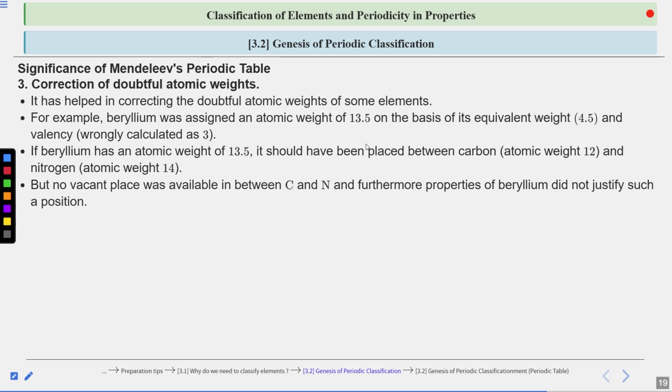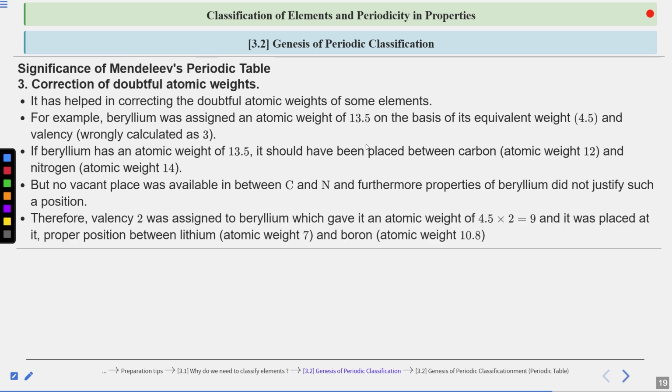No, the modern periodic table is not based upon Mendeleev's periodic table, but yes, it provided a very great framework for it. You would see that the framework of Mendeleev's table and the long form of the periodic table are quite the same. As a result of this, beryllium was assigned a valency of 2 and was placed between the lithium and boron.